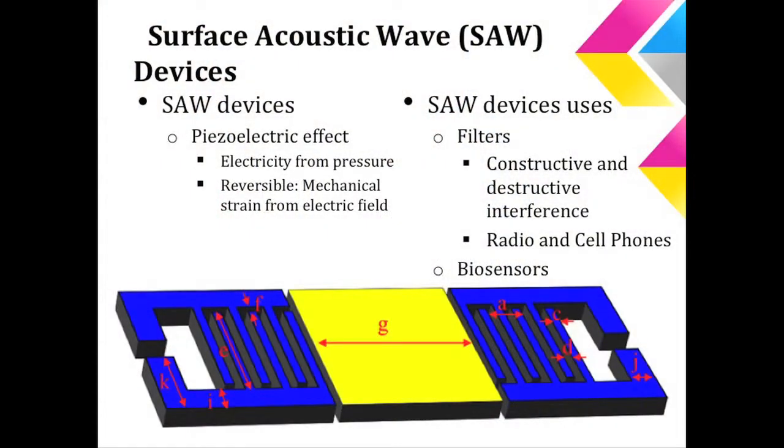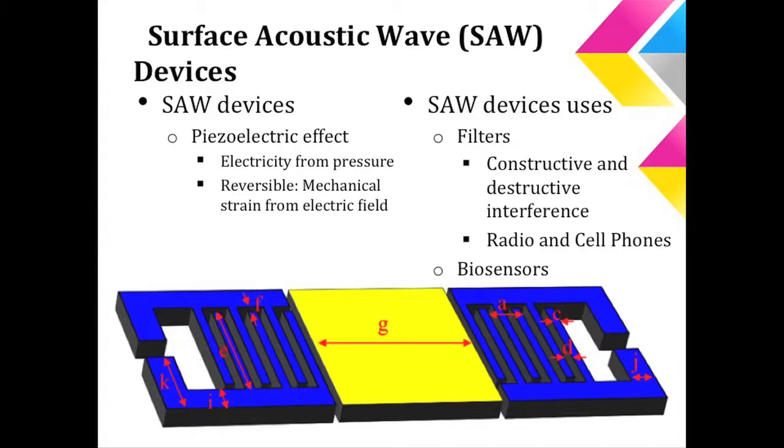The number of fingers in the IDT, the spacing between the fingers, and the spacing between the IDT all determine what kind of frequency are able to go across the circuit effectively. Since only certain frequencies are allowed to go through the circuit effectively, SAW devices are often used as frequency filters.